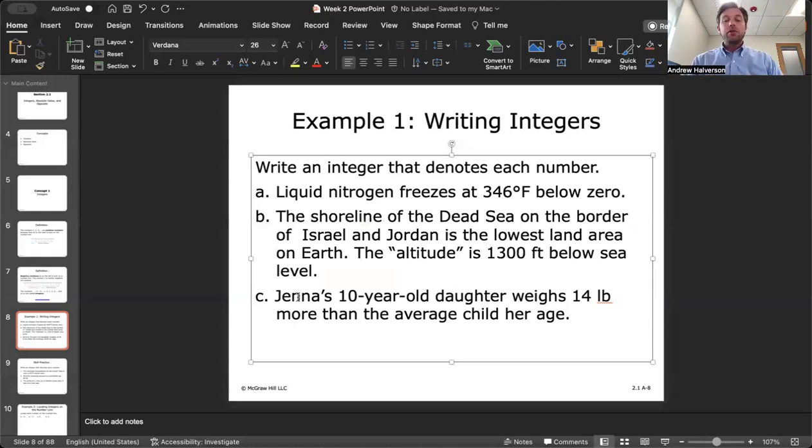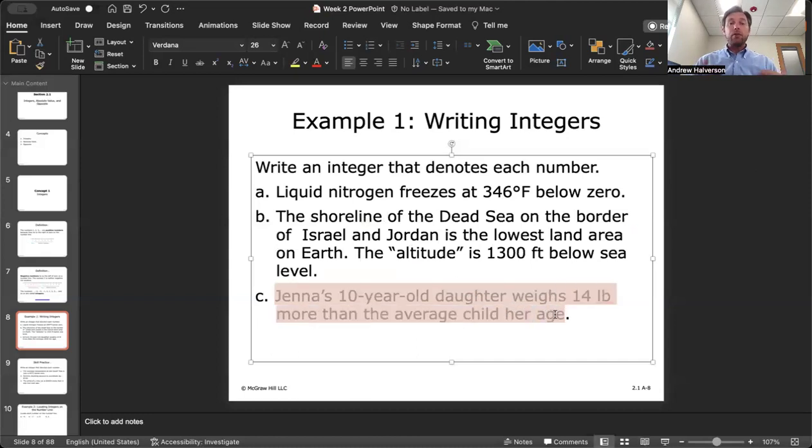And then Jenna's 10-year-old daughter weighs 14 pounds more than the average, meaning the average is right here, and Jenna's daughter weighs above that. So the point is that positives and negatives tend to indicate direction, movement. The Dead Sea is below. Jenna's daughter's weight is above. When we mean direction, we mean direction from the 0 point, whatever starting point that is.